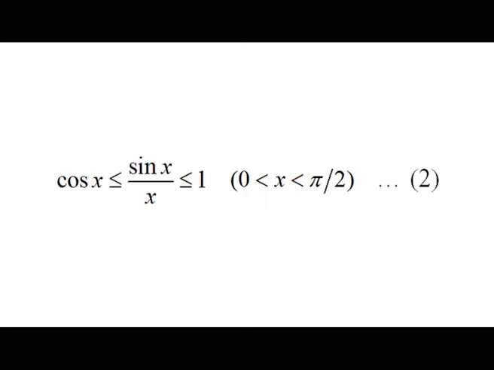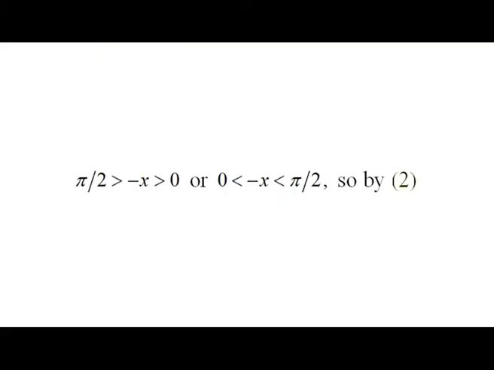Now, taking reciprocals reverses the inequality. So, we obtain cos x ≤ sin x/x ≤ 1. That is, cos x ≤ sin x/x ≤ 1 for 0 < x < π/2, equation number 2.